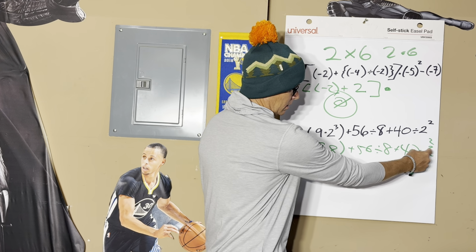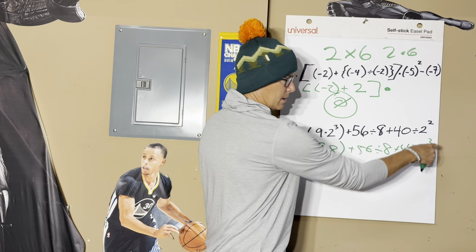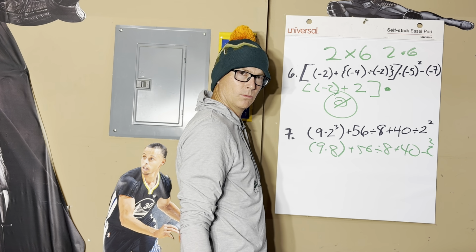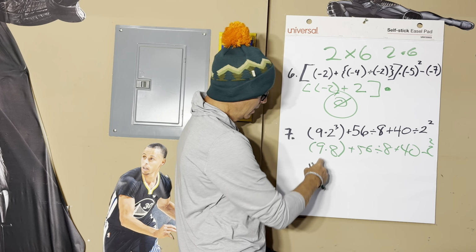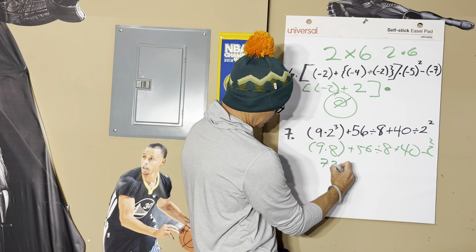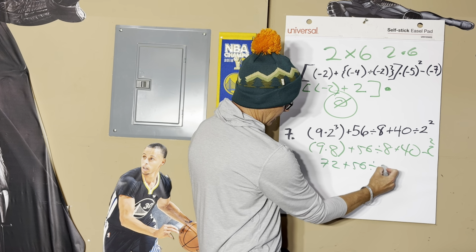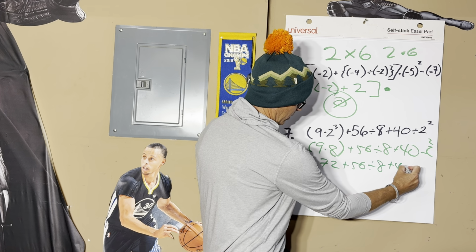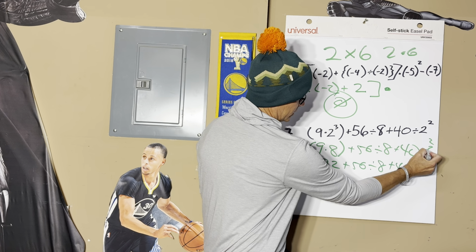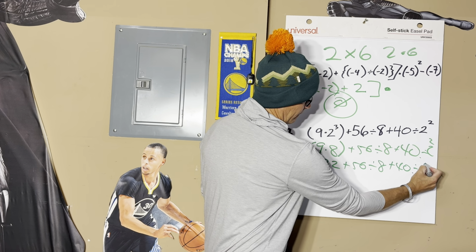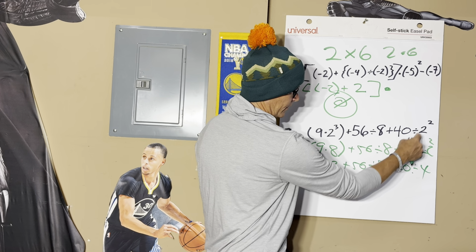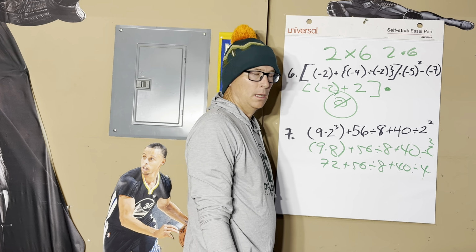Okay. Grouping symbols still. Actually, I'm not. We're going to do grouping symbols, and I'm going to jump over here and have the boxer eat. We're going to have them eat at the same time, sort of. 9 times 8 is 72. 72 plus 56 divided by 8 plus 40. That's a division. Divided by 4. 2 squared is 4. That's how you multiply them.